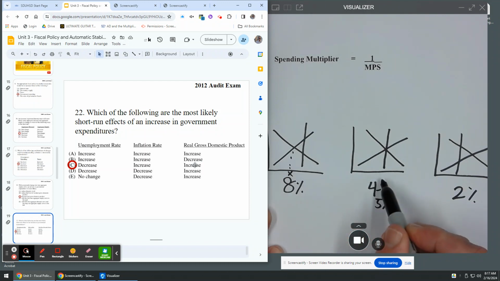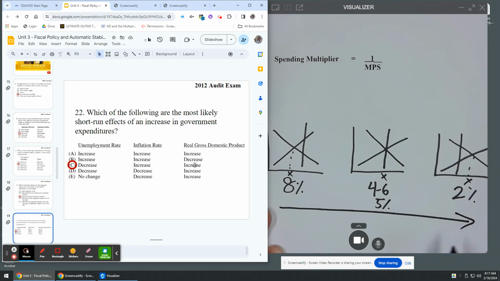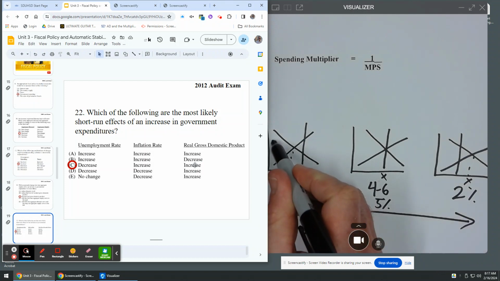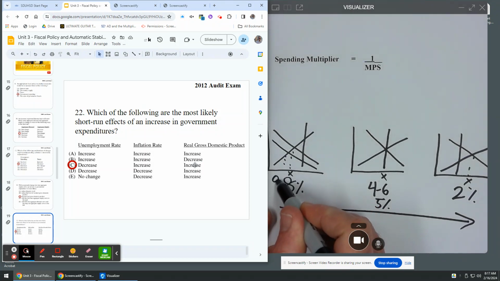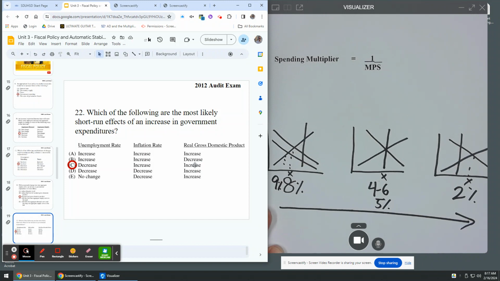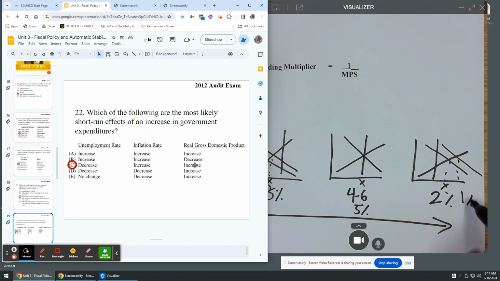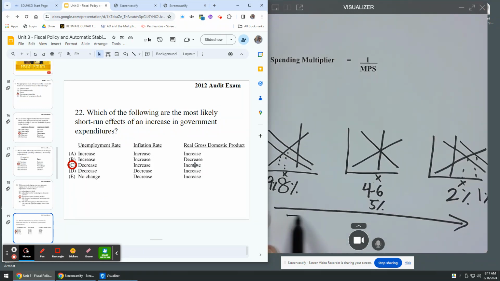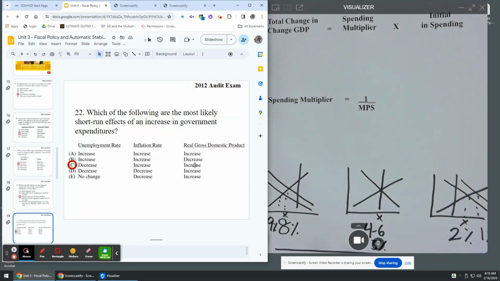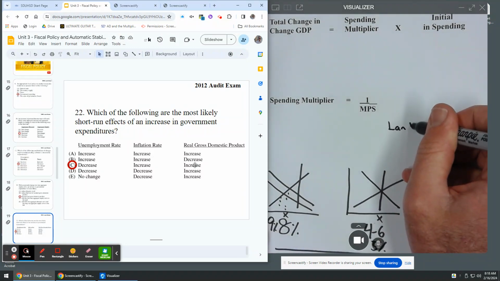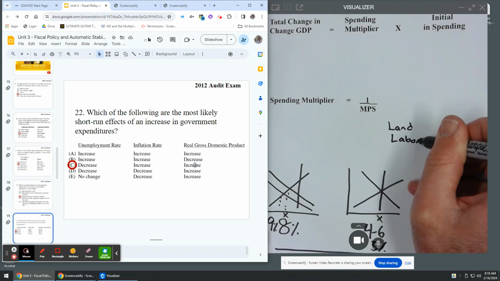My GDP was here, my GDP is at full employment, and now my GDP is over here. As my GDP increases, my unemployment rate declines. If I went deeper into a negative output gap, my unemployment rate would go up. If I went further into a positive output gap, my unemployment rate would decline. The more we're producing in GDP, the less our unemployment rate. Why? Because there's 3 resources in production. We've got land, we have labor, and we have capital.